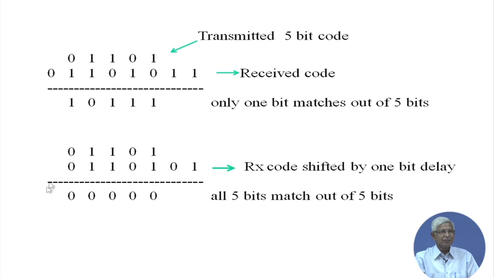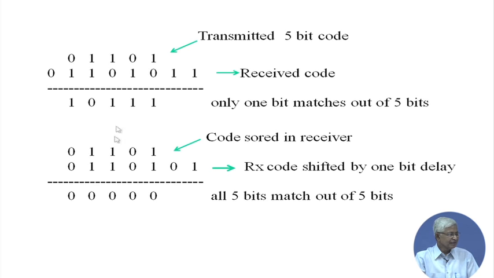Let us delay it by 1 more bit. So this 0 1 1 0 1 0 1 1 is shifted further by 1 bit. Now it becomes 0 1 1 0 1, which exactly matches the transmitted code. This transmitted code is already stored in the receiver. So with the stored register, you compare the received code and you get a 5 bit match.